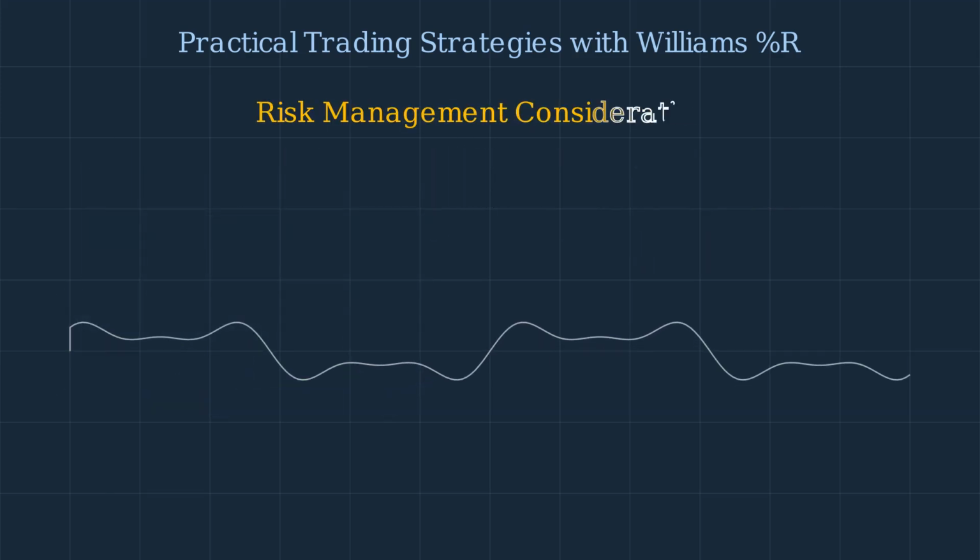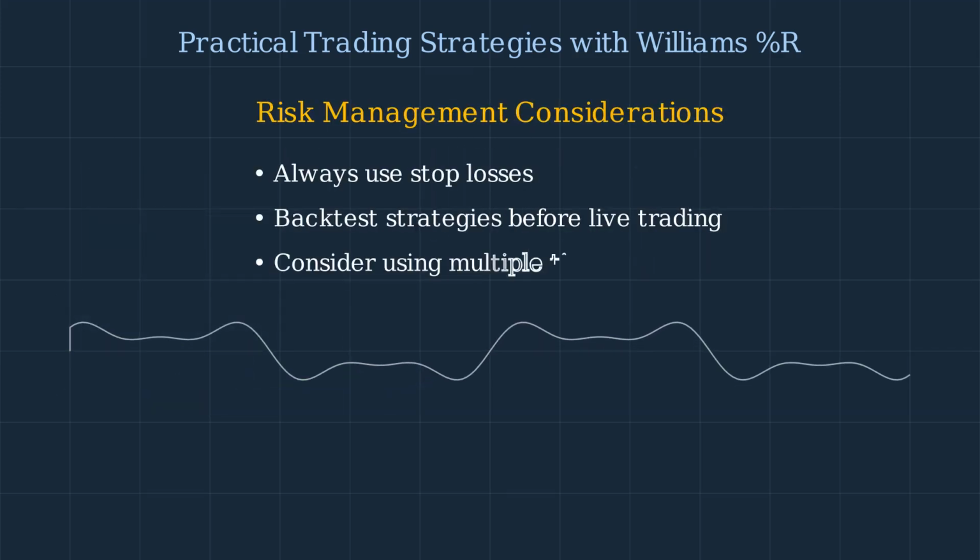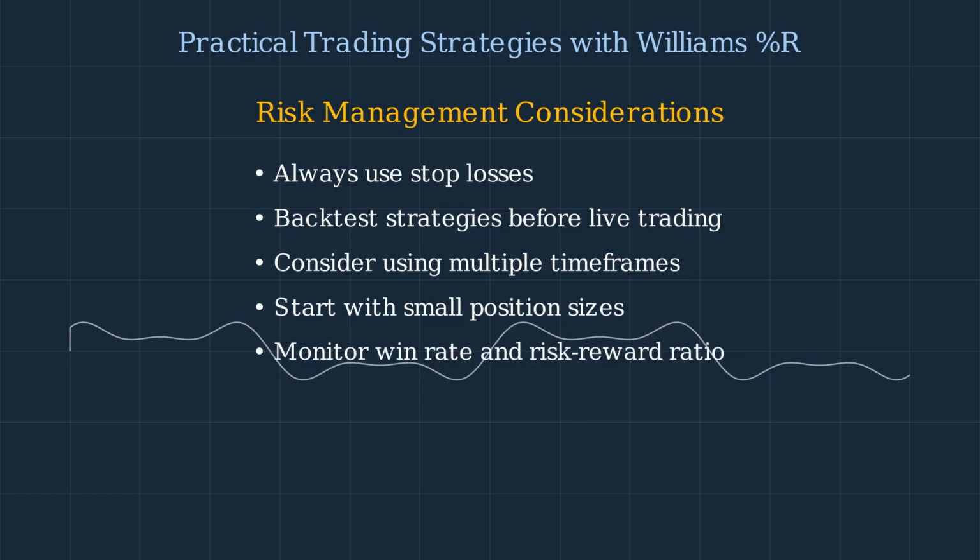Regardless of which Williams Cent R strategy you implement, proper risk management is essential. Always use stop losses to protect your capital. Backtest each strategy thoroughly before applying it to real markets. Consider using multiple timeframes for confirmation and start with small position sizes while you refine your approach. Finally, continuously monitor your win rate and risk-reward ratio to ensure your strategy remains effective.